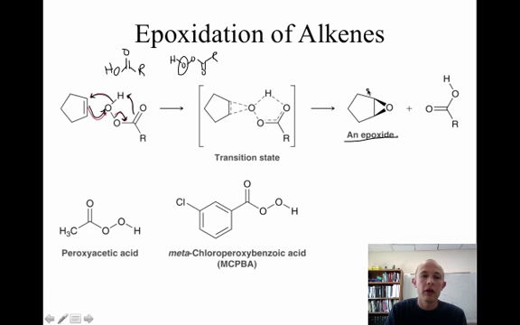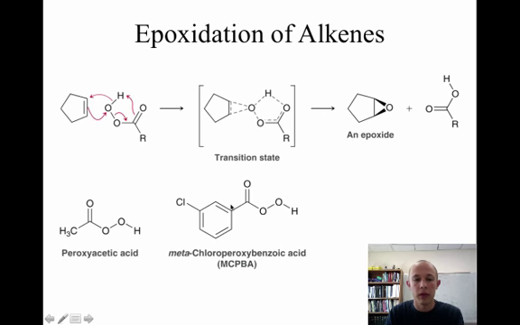So whether or not you know the mechanism, I don't really care. What I do care about you knowing is that alkenes react with per acids, most often peroxyacetic acid or metachloroperbenzoic acid, which is often abbreviated as MCPBA. When you see either one of these reagents, you want to think that you're going to be forming a 3-membered ring containing an oxygen, which is called an epoxide.